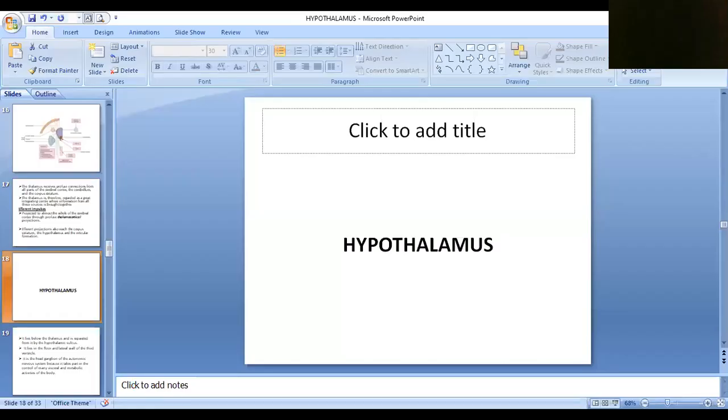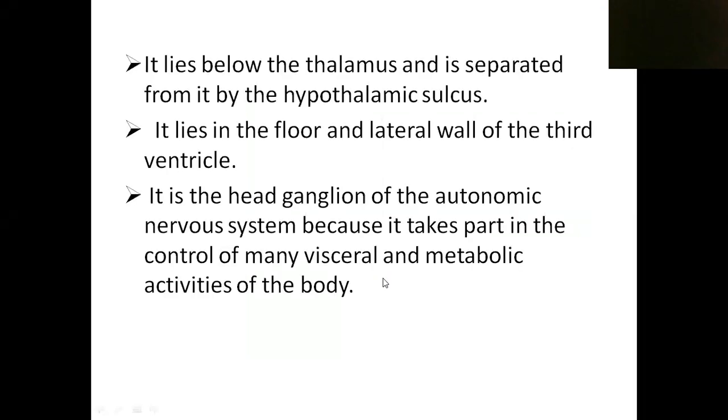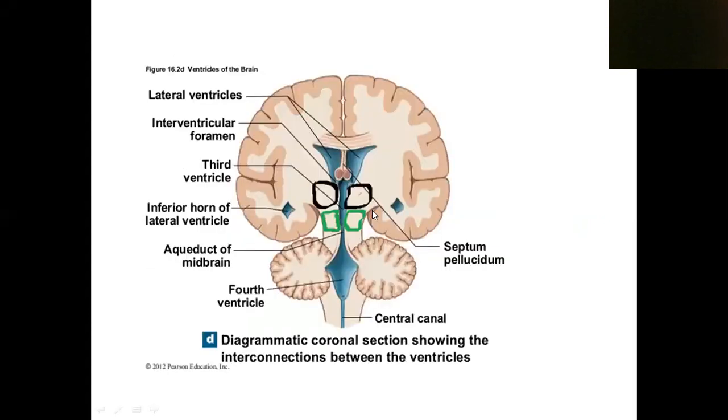Dear students, now we are going to discuss the hypothalamus. The hypothalamus lies below the thalamus and is separated from the thalamus by the hypothalamic sulcus. What is meant by that? See, in this diagram, this one is the thalamus. I already told you this is the thalamus. So below the thalamus, this one is the hypothalamus.